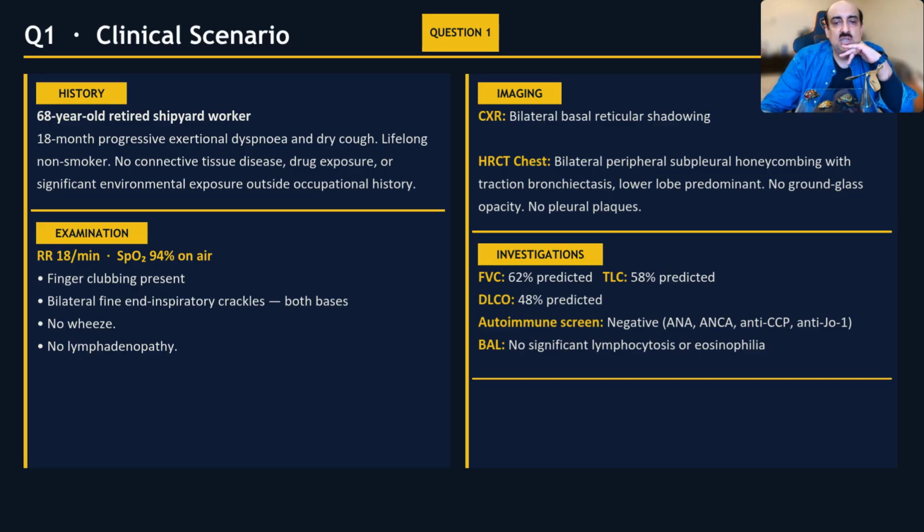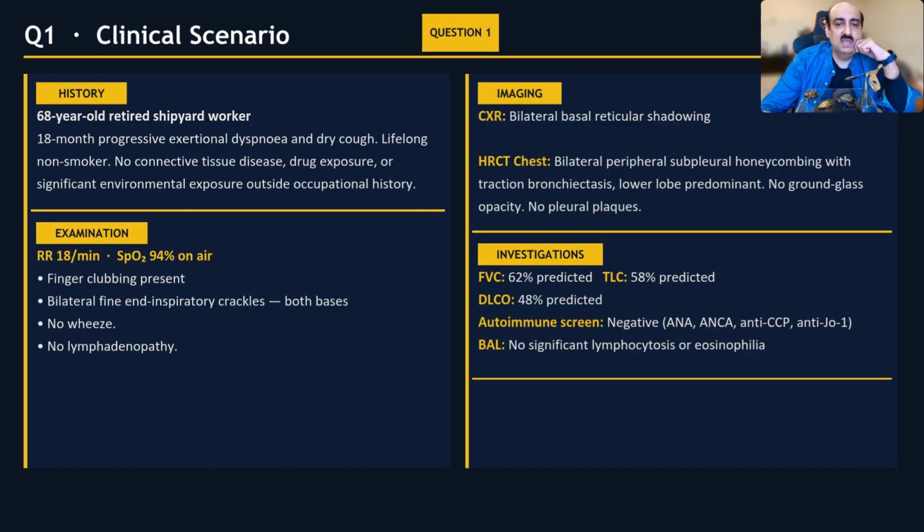The imaging revealed on chest X-ray bilateral basilar reticular shadowing on both lung bases, and the high resolution CT of the chest showed bilateral peripheral subpleural honeycombing with traction bronchiectasis, lower lobe predominant, and there was no ground glass opacity. There were no pleural plaques on the CT.